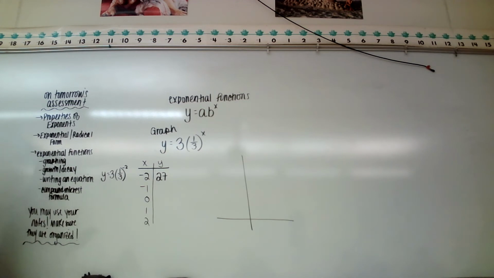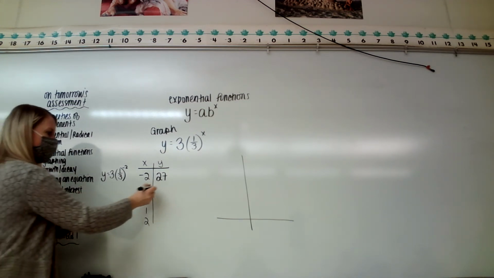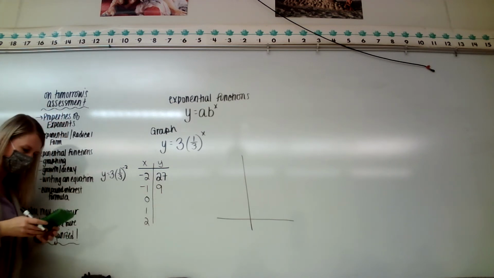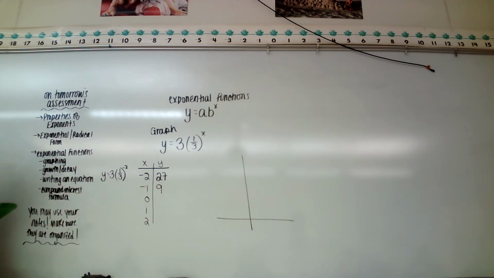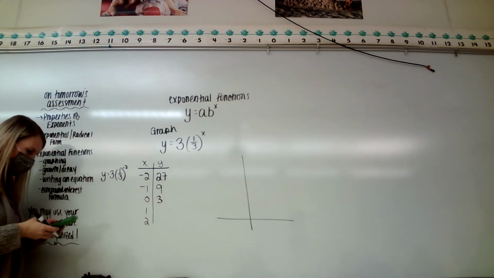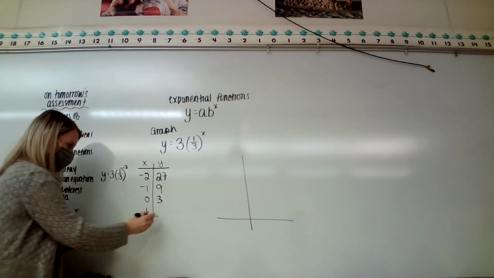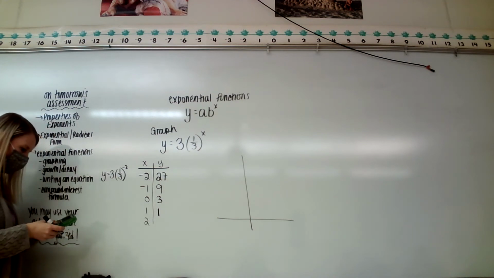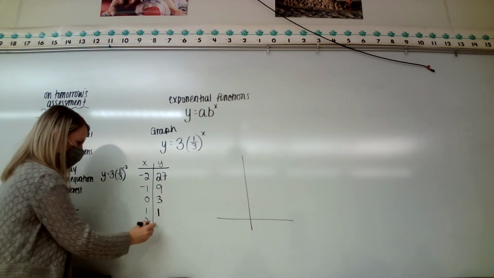Then you basically just keep repeating that step. Right now, I'm going to plug in -1. You should get 9. Then I'm going to plug in 0. I'm going to get 3. I'm going to plug in 1, and I should get 1. And when I plug in 2, I should get 1/3.